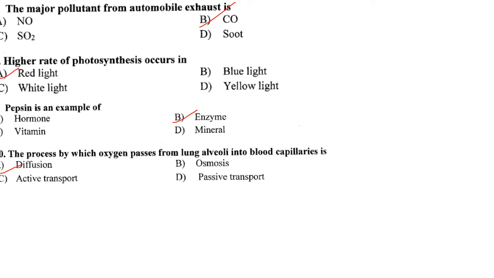The major pollutant from automobile exhaust is carbon monoxide, CO. Answer is option B. Higher rate of photosynthesis occurs in red light. Answer is option A. Pepsin is an example of an enzyme, option B. The process by which oxygen passes from lung alveoli into blood capillaries is called diffusion. Answer is option A. So that's it.